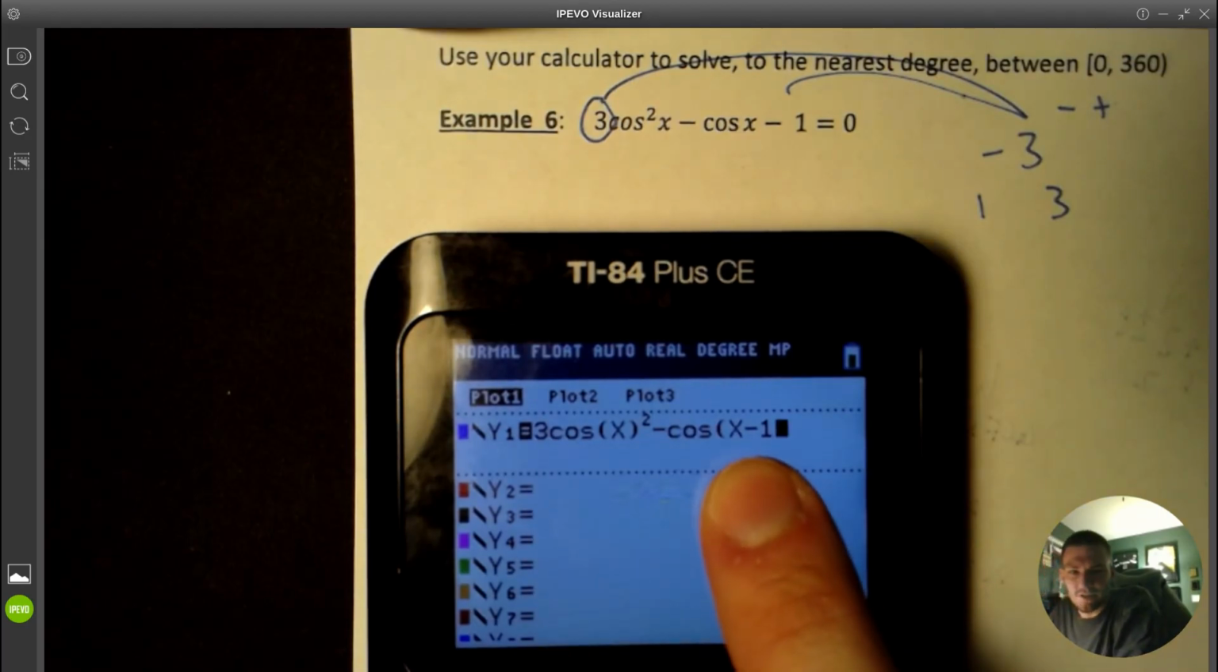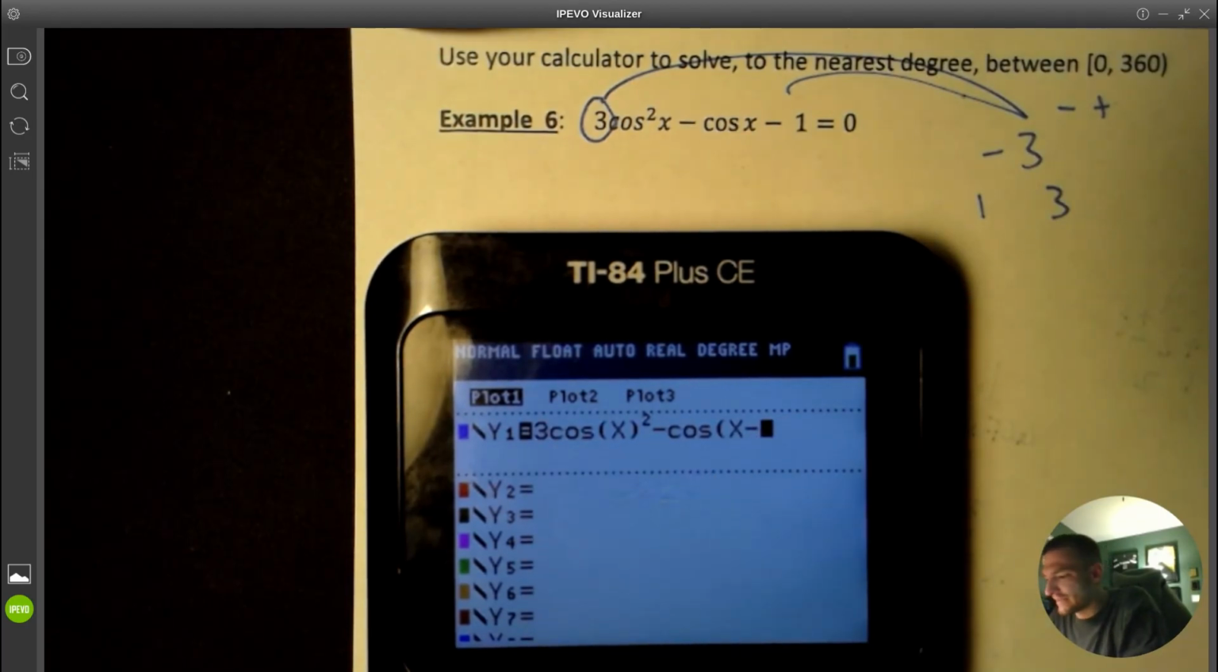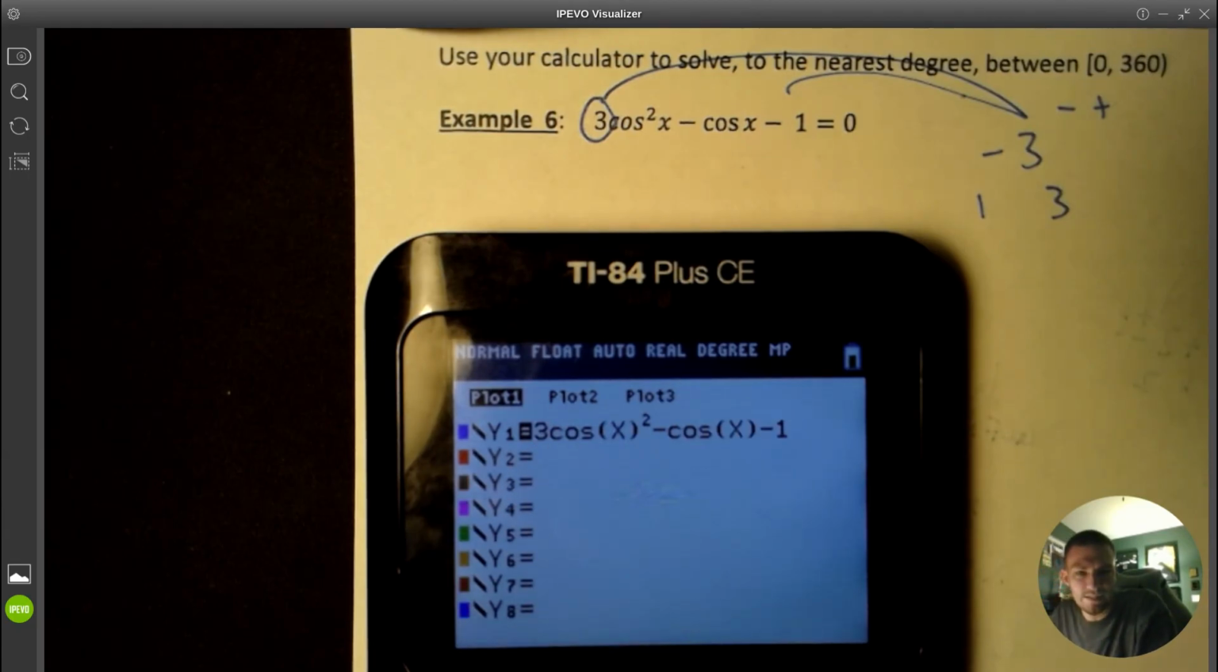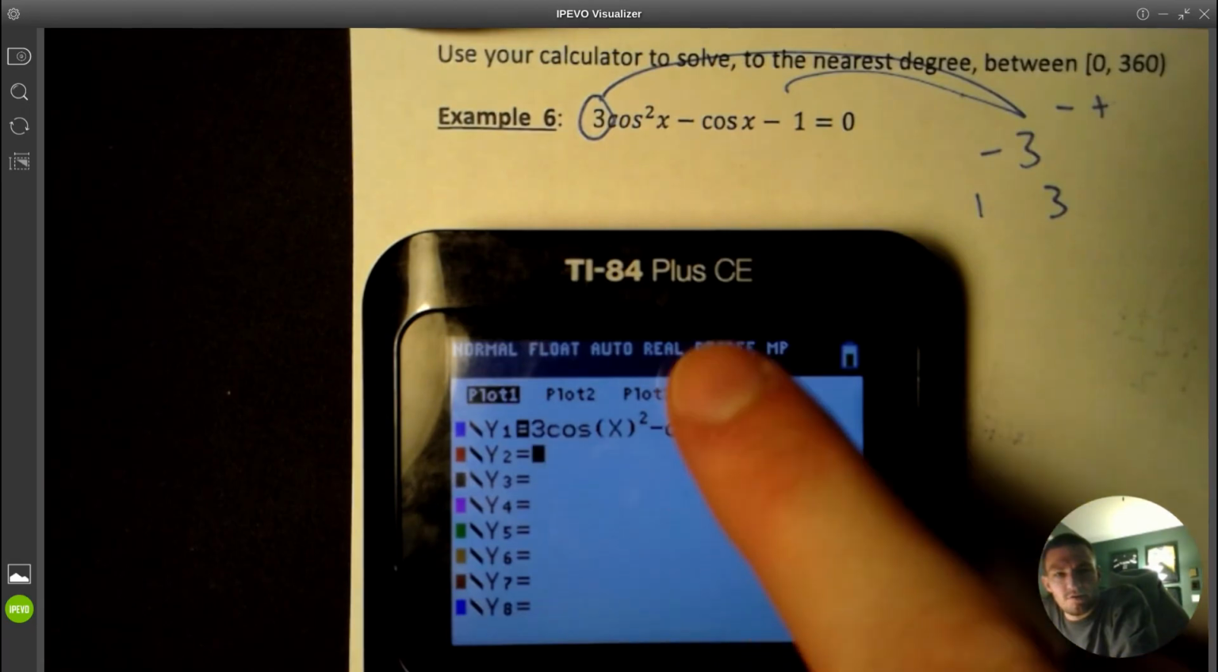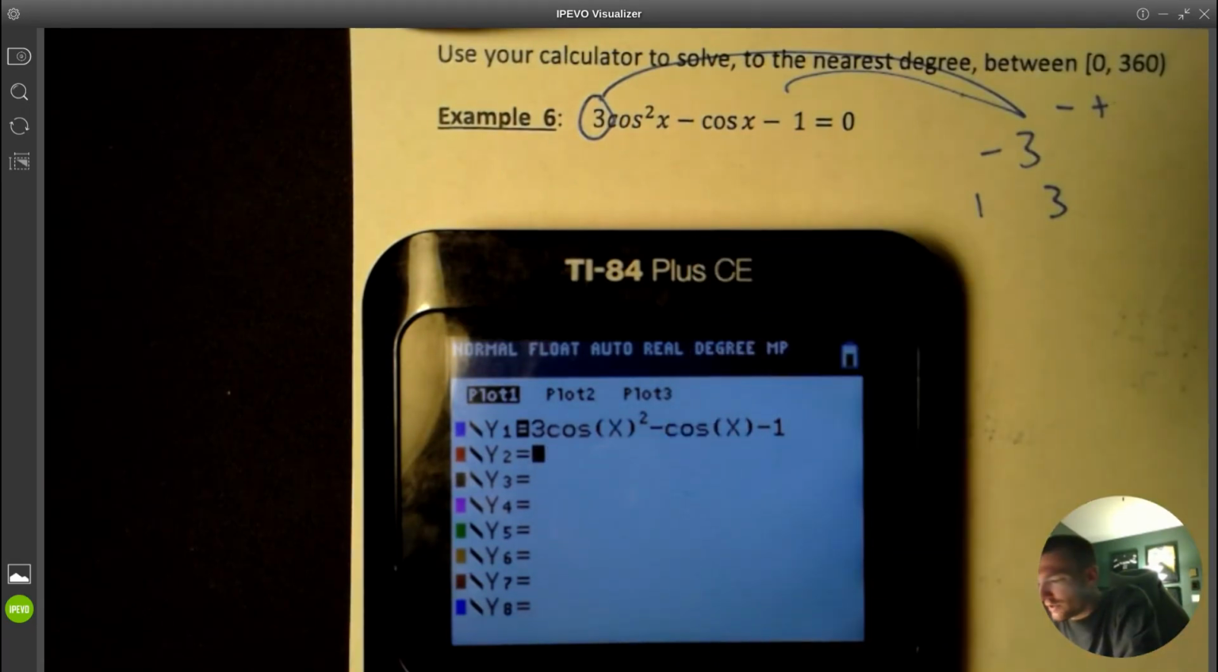You see how this looks? I don't really like this. I want to go back. Go ahead and make sure I had a parentheses in there. Close up all my parentheses on all my cosines. 3 cosine squared, negative cosine x, minus 1.